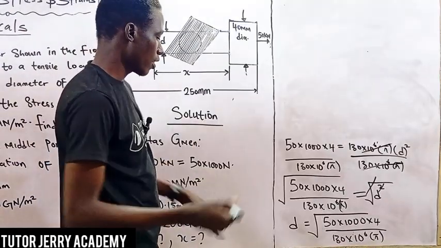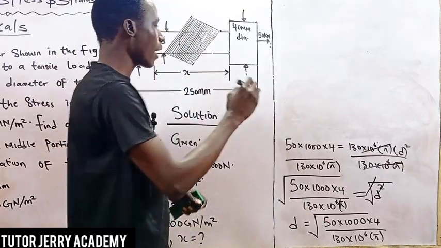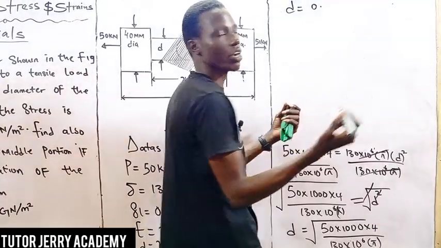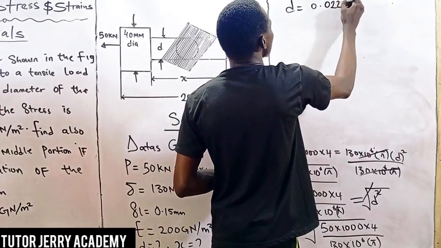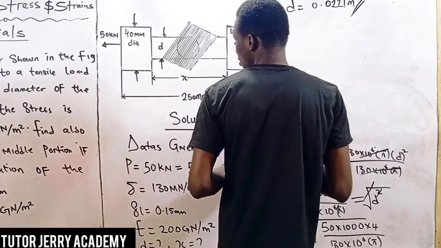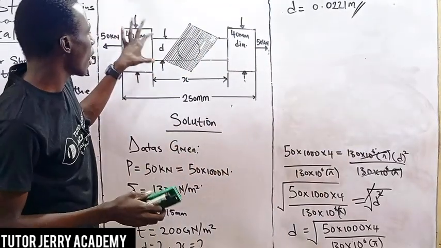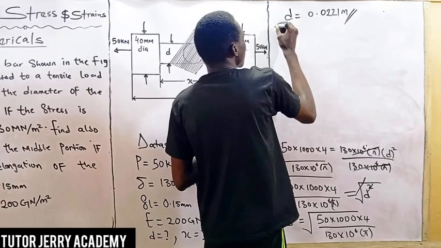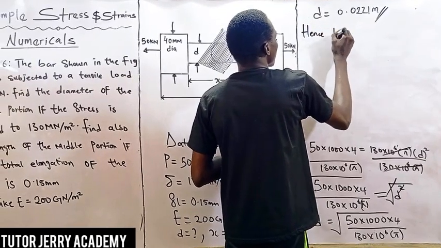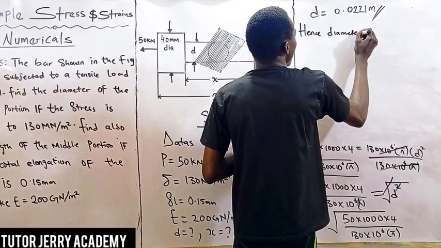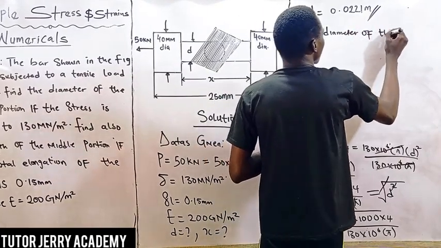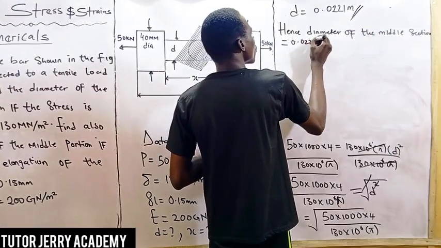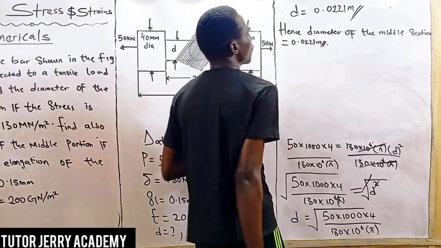Now, what do we have? Take the square root of this. Our diameter will be equal to 0.021. So hence, you can say that the diameter of the middle section is 0.021 meters, and this is what we have.